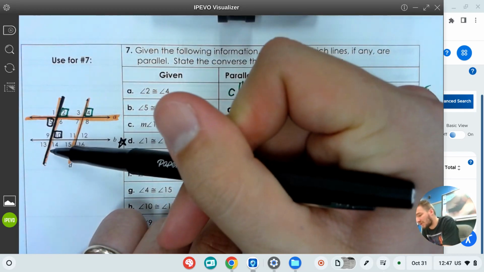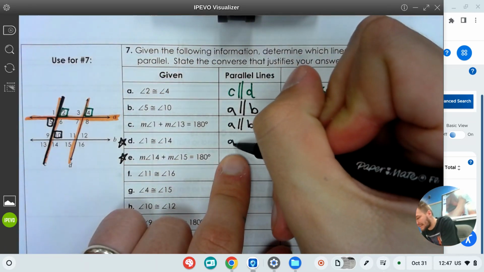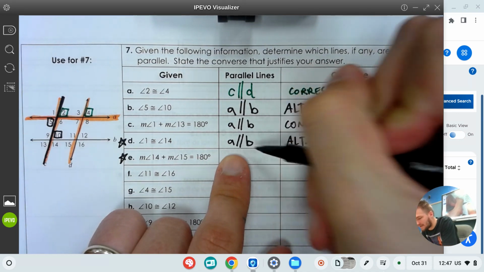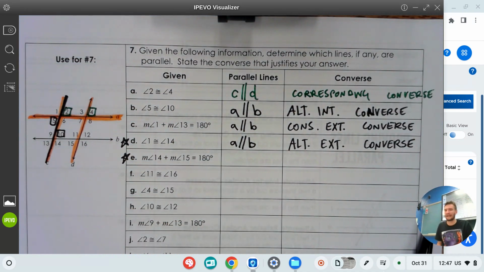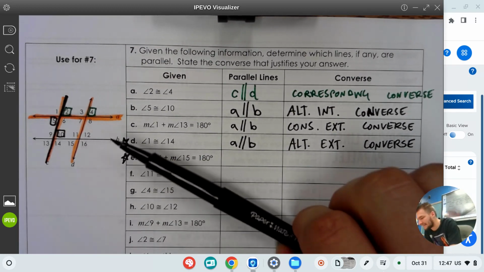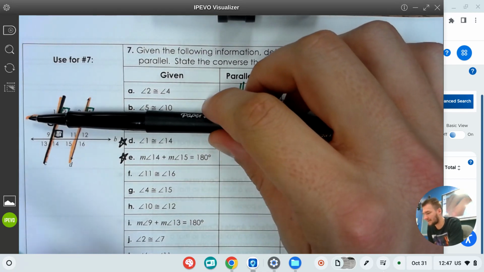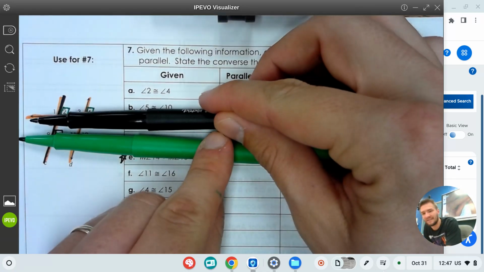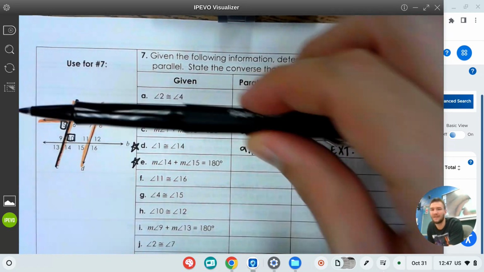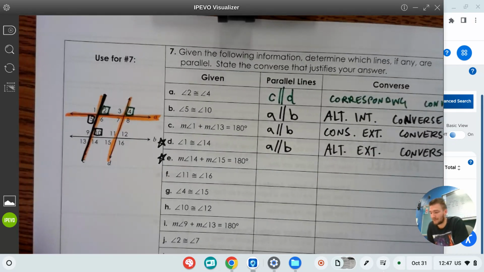Because 1 is congruent to 14, we can guarantee that A is parallel to B. Again, that's a lot of A parallels to B, but there's really only two options there. It's either going to be CD or it's going to be AB. Okay, if I use my pens here, there's 1 going there, and there's 14 going there. These are the two lines that are going to be parallel. It's A and B. That wasn't a great demonstration.